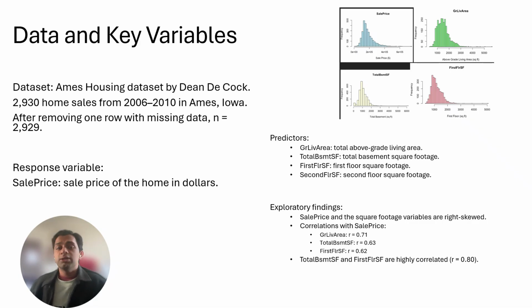I created histograms to do some exploratory analysis. We see some skewness, right skewness. Then I created a correlation matrix where we can see some strong correlations between some predictors, which could hint at multicollinearity, but more on that in our diagnostics.